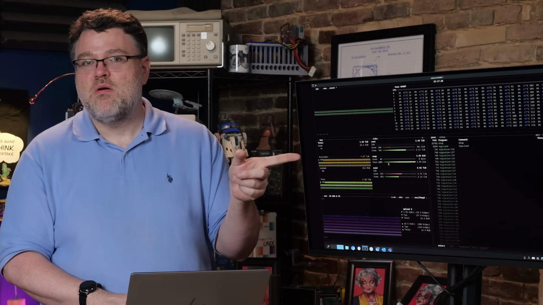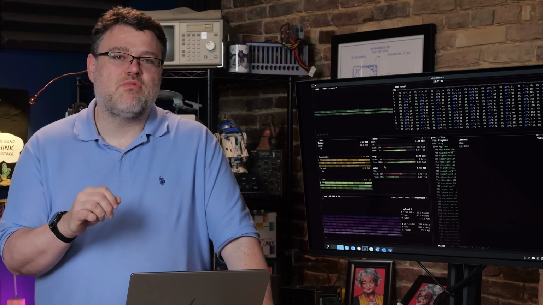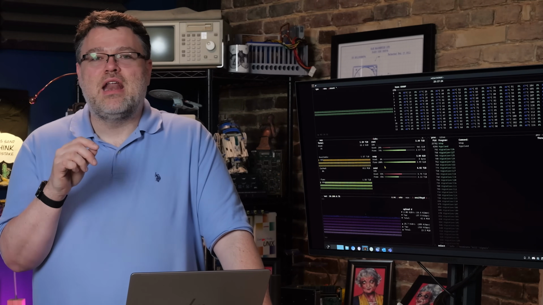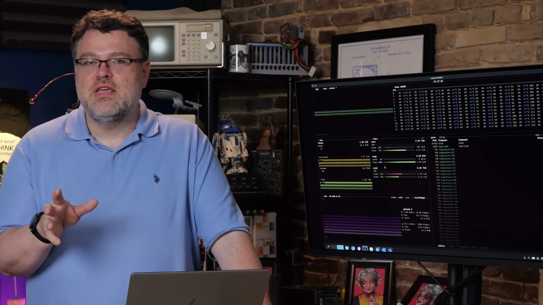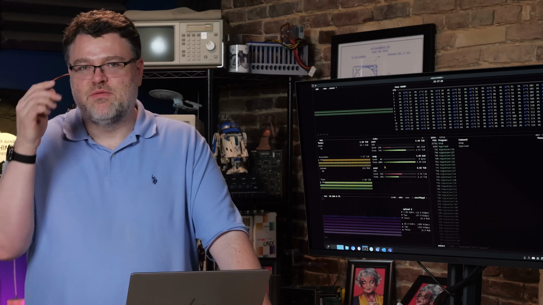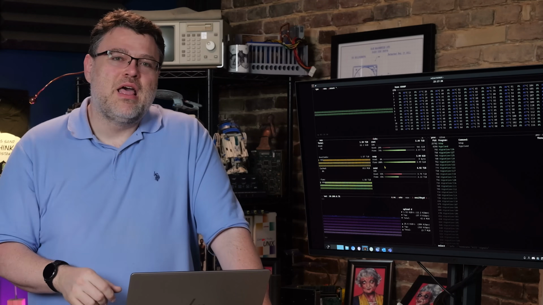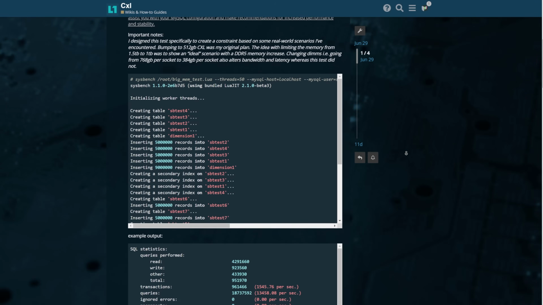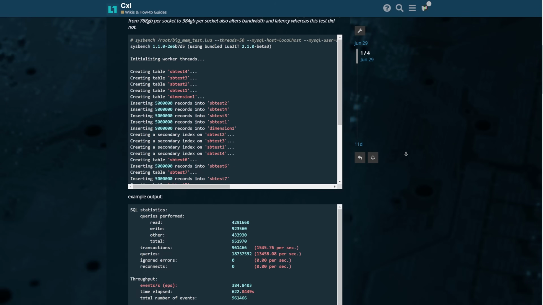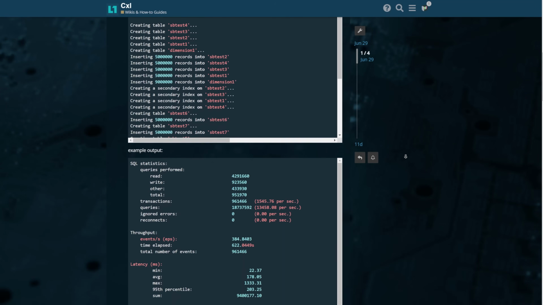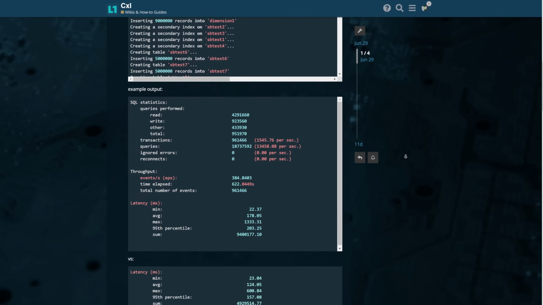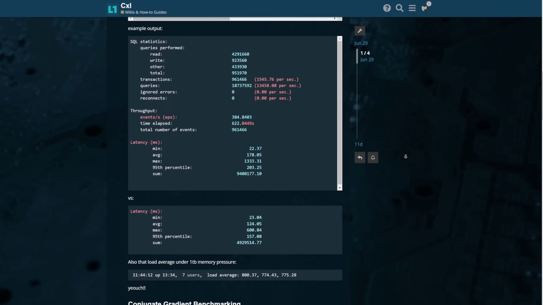Now, I've set up a demo here with MySQL to show how memory pressure impacts performance and how CXL acts kind of like a relief valve when you add more memory to the system via CXL. So here's what I did. I've artificially constrained the available system memory to just 1 terabyte, and that's a total for Linux, the operating system, MySQL, everything. And the database is large enough to use all of that memory capacity.